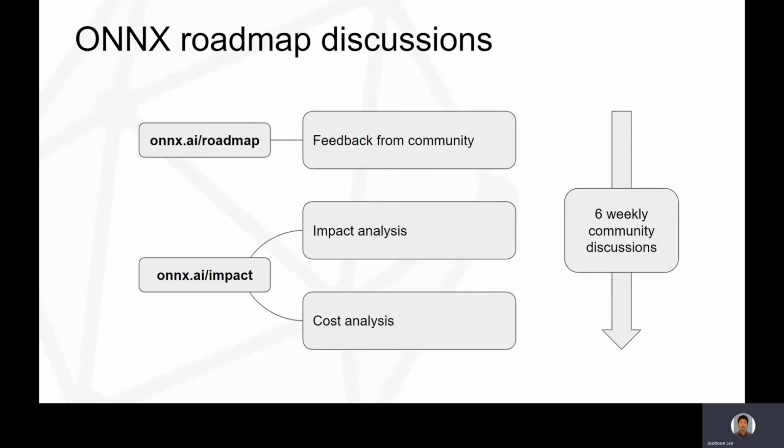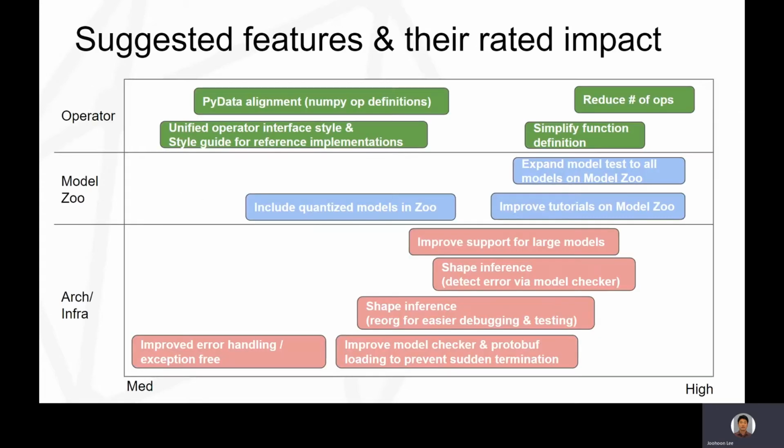If you remember from the last workshop, we received a lot of feedback from the community to come up with the roadmap ideas. And we spent about 6 weeks discussing the ideas and came up with a suggested list of features and their impact. Then we organized the selected features into relevant SIG areas and mapped it on this chart. This is what we shared last time.